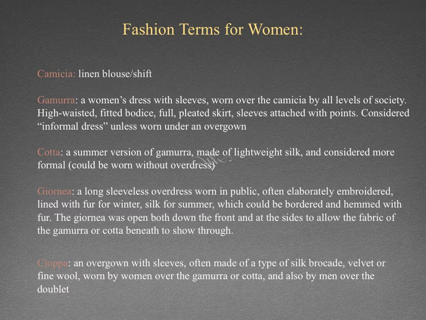Okay, but on to that third layer. Women have a giornea, right? A feminine version of the man's giornea. So it's a sleeveless overdress that's going to be open at the sides. It's going to be elaborately embroidered or woven. It might be lined with fur, and it might be hemmed or trimmed with fur or other fine fabrics. So it's going to be open down the front and the sides so that you can see the fabric underneath show through. So you have a giornea.